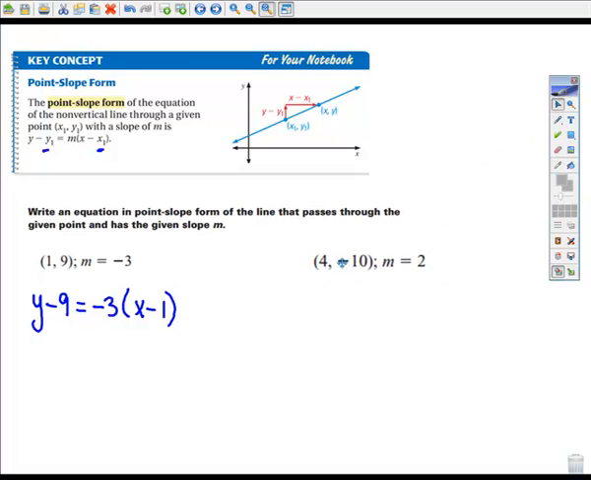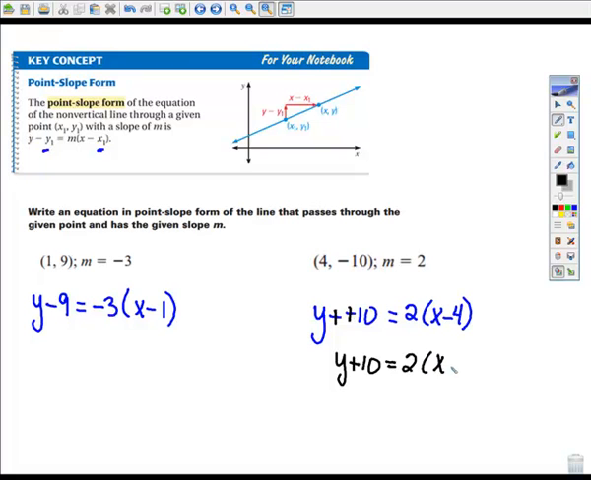So let's try this one. I have y minus y1. Well, notice what happens here, and we'll make it look a little nicer in a minute. Equals m times the quantity x minus the x1. So I do want to clean this up a little bit, add the opposite here, so it's going to be y plus 10 equals 2 times the quantity x minus 4. And that is in point-slope form.